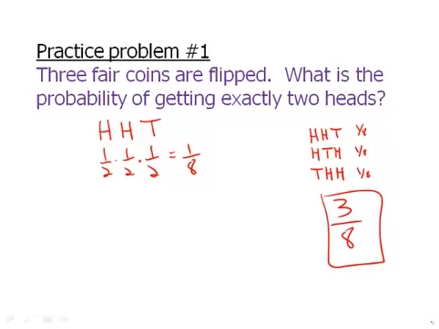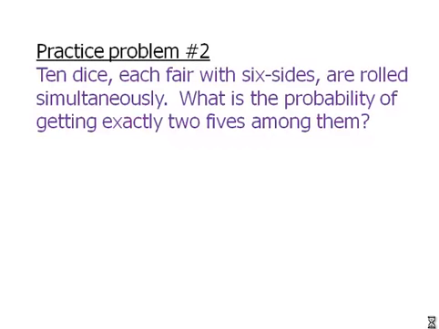Let's look at another that's a little more challenging. Practice problem 2. 10 dice, each fair with 6 sides, are rolled simultaneously. So we're doing 10 different trials. Again, all of these are independent. What is the probability of getting exactly 2 5s among them?